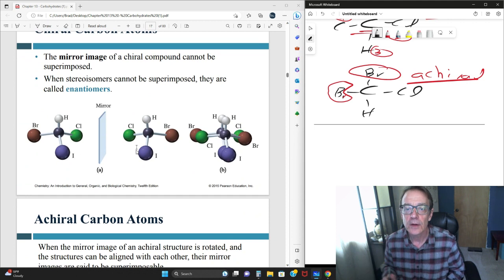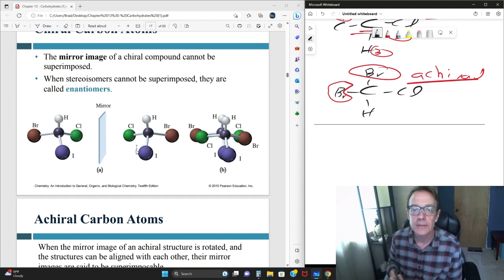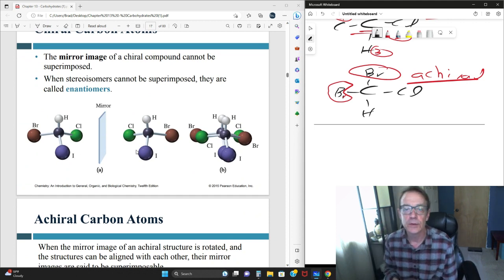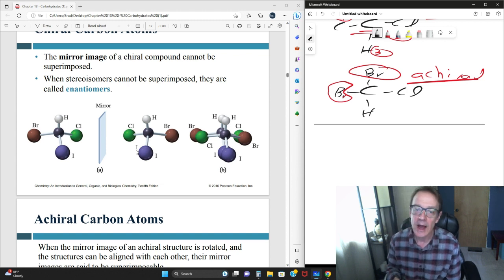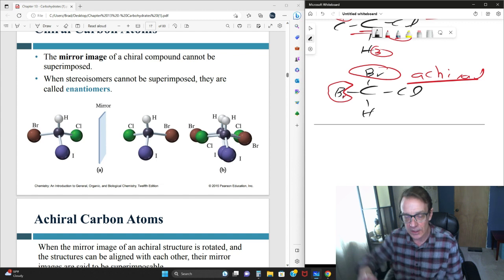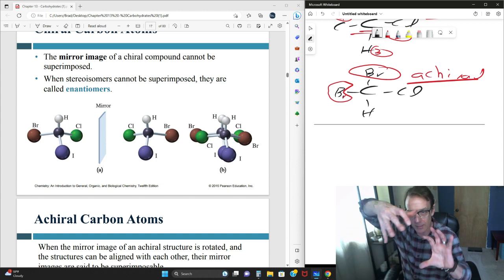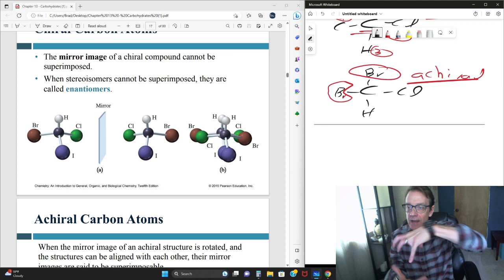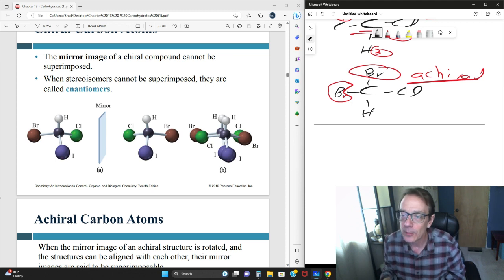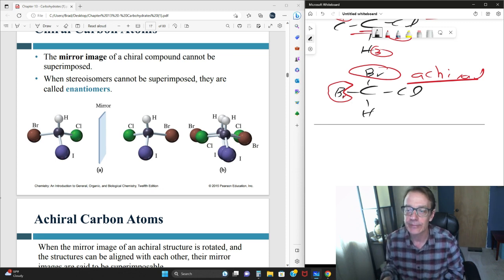Okay. So here we have a carbon in the middle bonded to bromine, chlorine, iodine, and hydrogen, and directly across from it, the mirror image. No matter which way you turn those 2 carbons around, you'll never get them on top of each other. Like the bromine will be on top of the chlorine, the iodine will be on top of the bromine. They'll just never line up. So you have a chiral molecule in that case, okay?